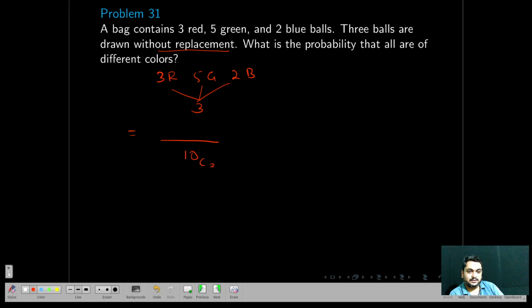10 balls, 10C3. So all different colors, all 3 different means there should be 1 red ball, 3C1, into 1 green ball, 5C1, and 1 blue ball, 2C1. So this comes out to be 1 by 4.